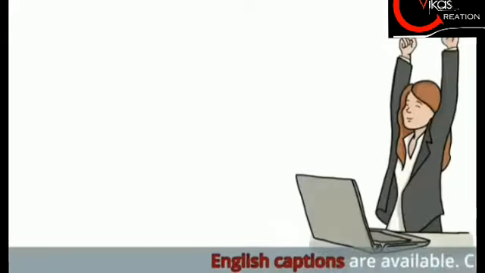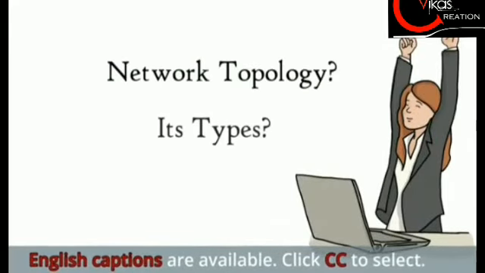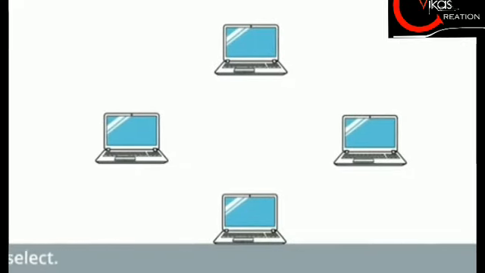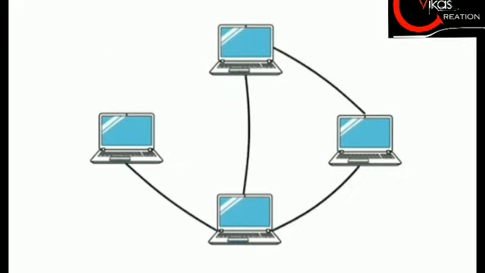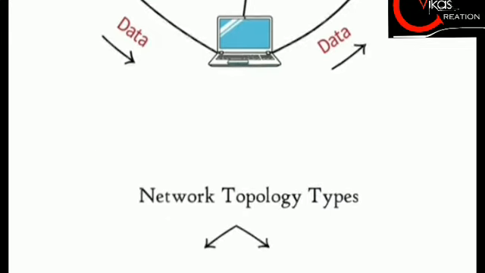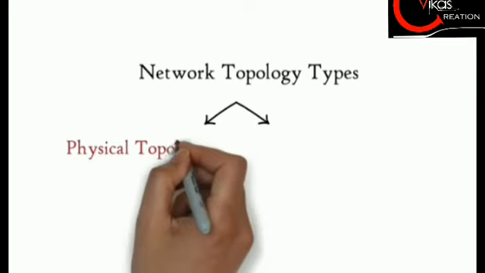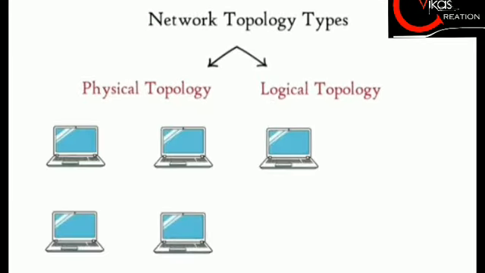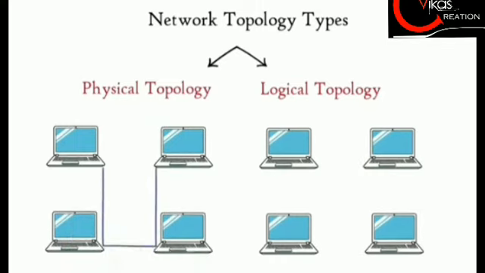Today we will learn what is network topology, its types, and how they differ from one another. So let's start. Network topology is how computers connect or relate to one another in a computer network. It is of two types, physical topology and logical topology, where physical topology describes the way computers connect with the help of cables. Logical topology describes the way data flows from one computer to another within a computer network.